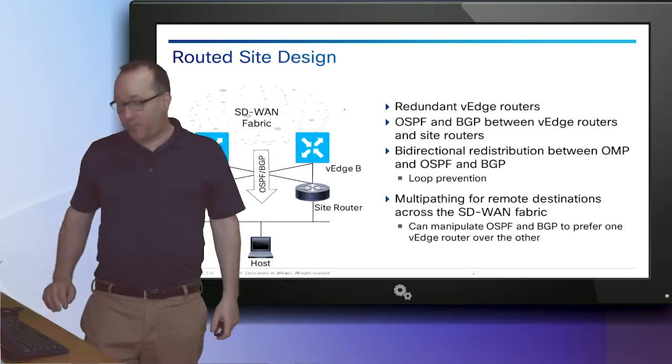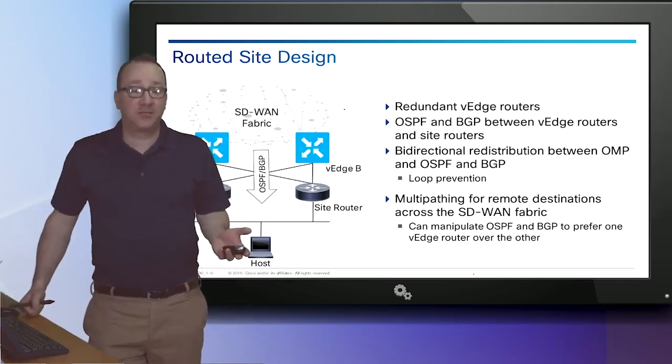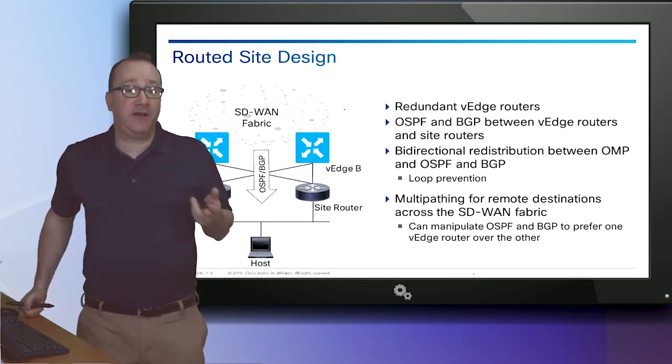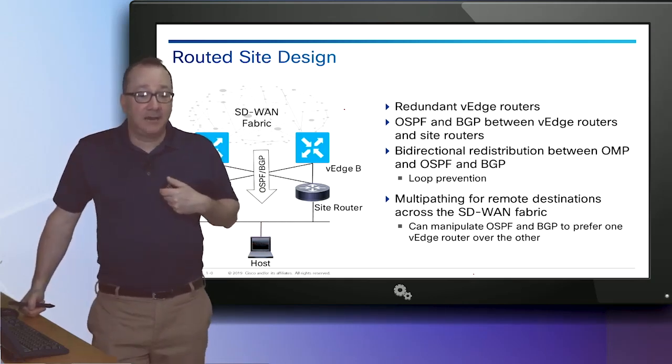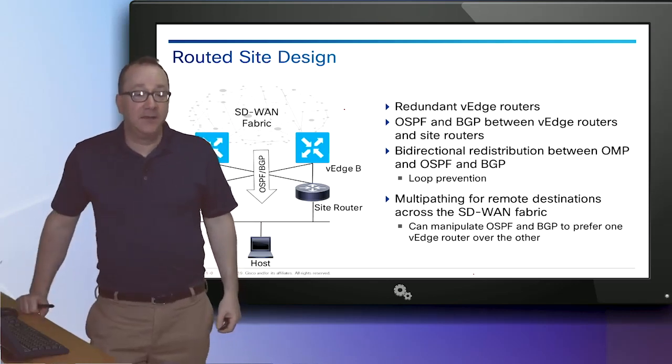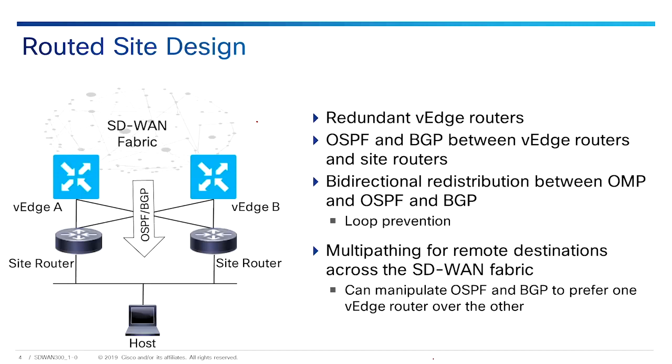So when you have redundant vEdge routers and multiple layer 3 devices behind them, we can run OSPF or BGP to achieve failover redundancy. By using these and redistributing both protocols into OMP, we can use the routing protocol loop prevention mechanisms to handle our routing protocol redistribution. And we can influence the routing protocol metrics to load balance across multiple available paths through the SD-WAN fabric, or to prefer one vEdge as a next hop router over the other for certain destinations.